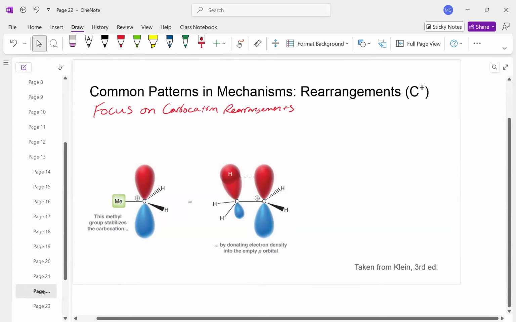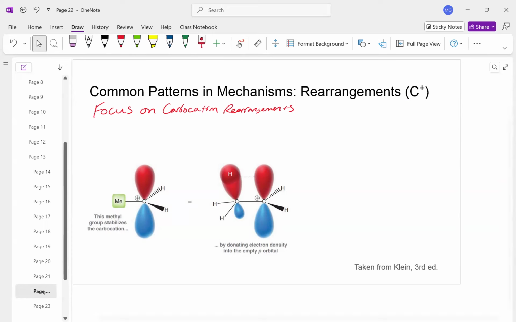Now, in the past, we've seen carbocations. We've talked about them a little bit. We haven't really identified or gone in depth into what they actually are. Okay, so a carbocation is a carbon missing a pair of electrons around it. It has six valence electrons with a positive charge.